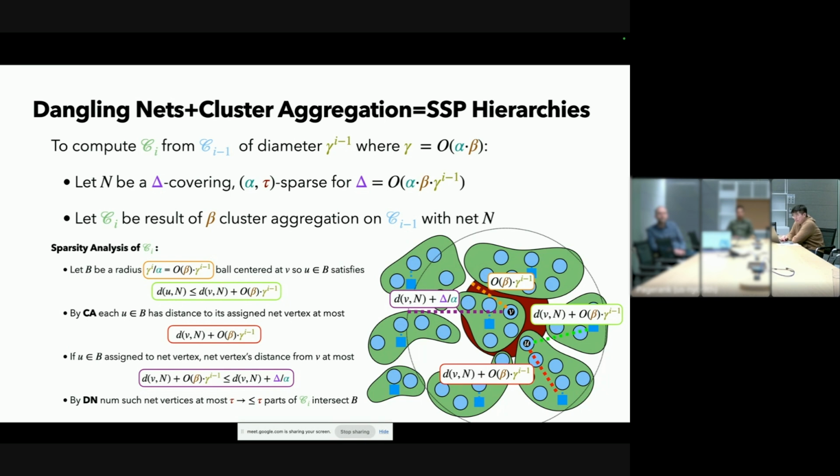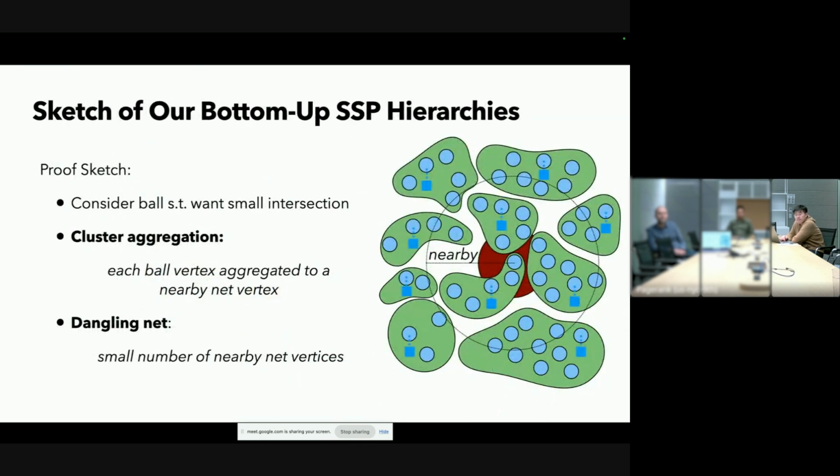So if that didn't make any sense, this is really the slide I want you to remember. All we're going to do is look at the balls that we don't want to intersect too many things. We say that basically any vertex in that ball can only get aggregated to some net vertex which is nearby, in this zone of nearbyness, but there aren't that many things which are nearby. And the previous slide was just me formalizing that argument.